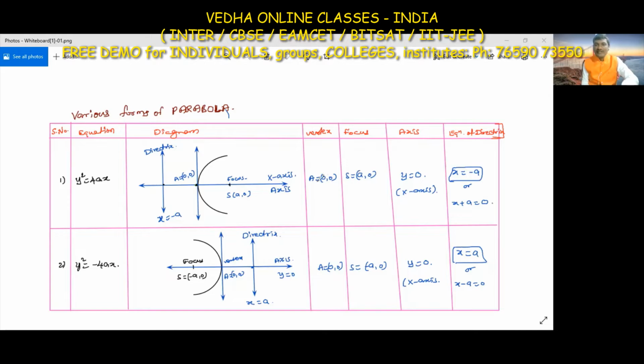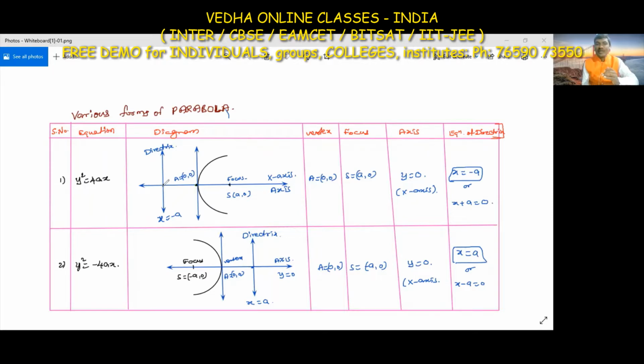What is the vertex? When the equation is given like this, we have to write all the properties from the diagram. The vertex is the origin, 0, 0. The focus is a, 0. The axis of the parabola is the x-axis, and its equation is y equals 0. And what is the equation of the directrix?